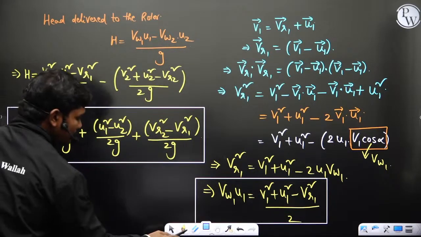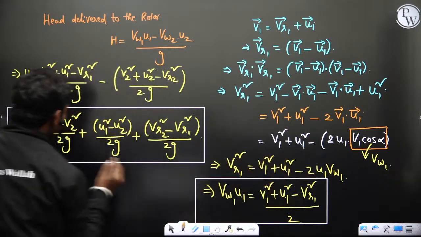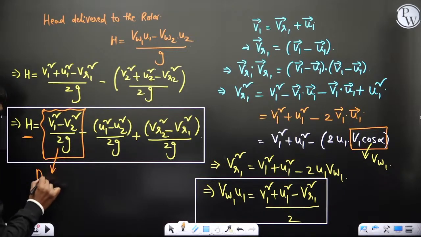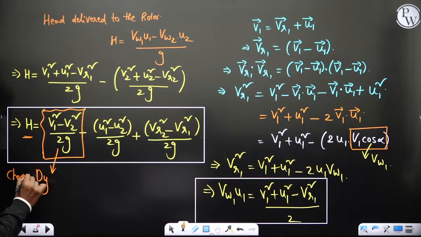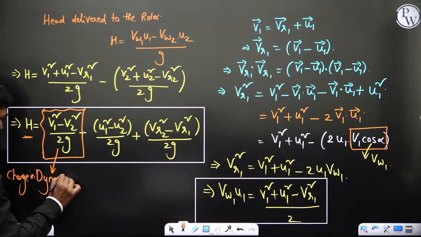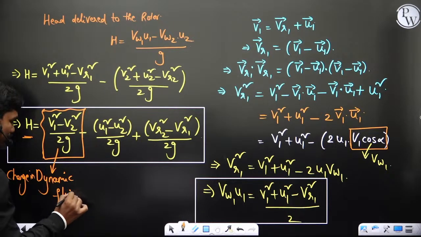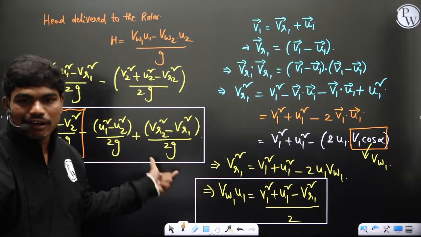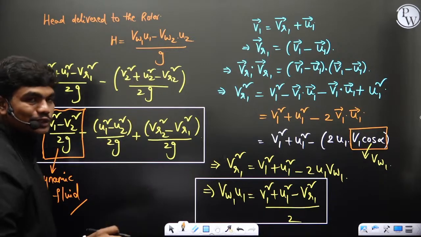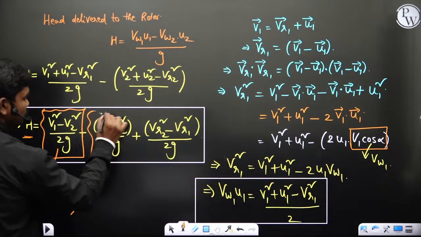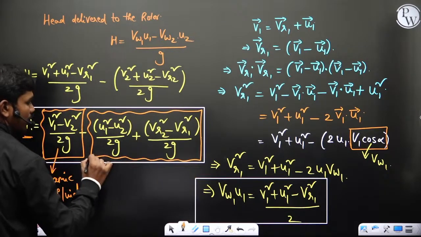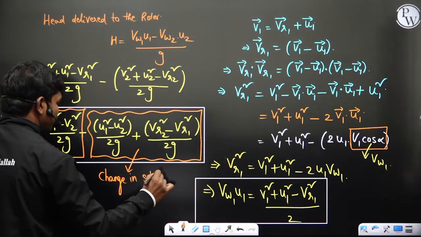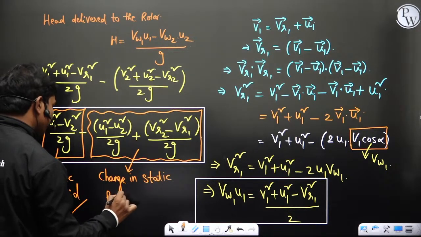If this is the head supplied, this part is directly due to the change in dynamic head, because clearly the fluid velocity is changing, so definitely this part would have got converted to work. Fine, 100% agreed. But this other part is also there, and it does not correspond to any direct change in kinetic velocity. This change is due to the pressure difference. So this part of the energy is due to the change in static pressure head, or sometimes you simply call it the change in static head.